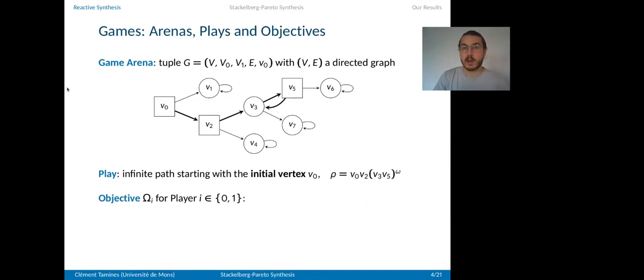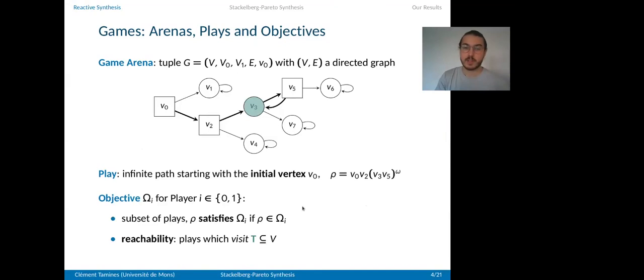An objective Omega_i for player i is a subset of plays, and we say that the play rho satisfies the objective Omega_i if rho belongs to this subset of plays Omega_i. The reachability objective corresponds to the subset of plays which visit some set of vertices T. So for example, if the set of vertices T contains vertex v3, then our play rho satisfies the reachability objective since it visits vertex v3.